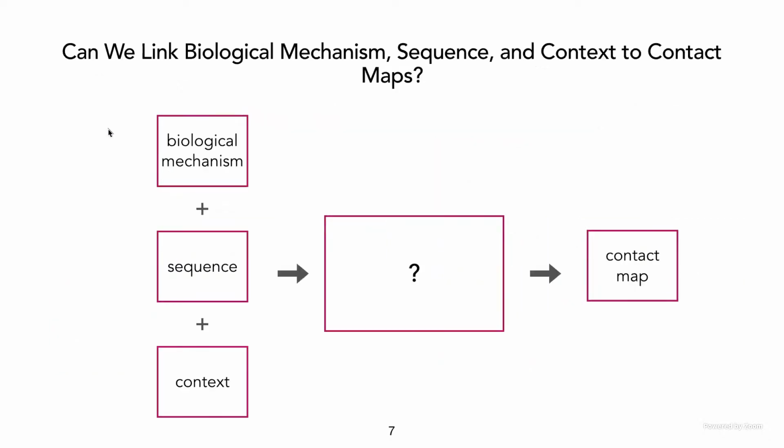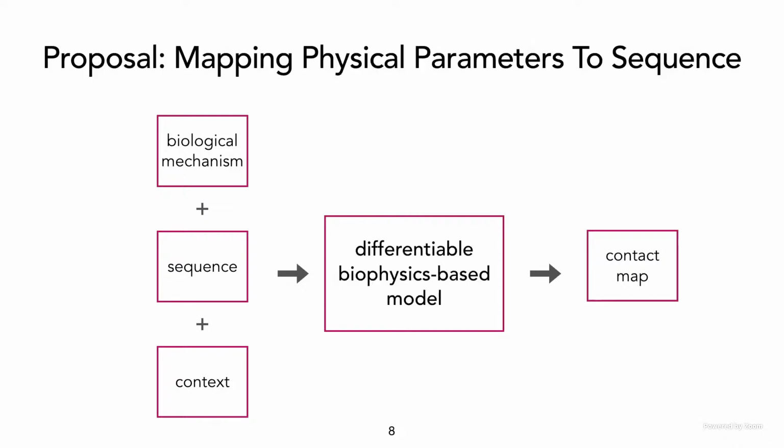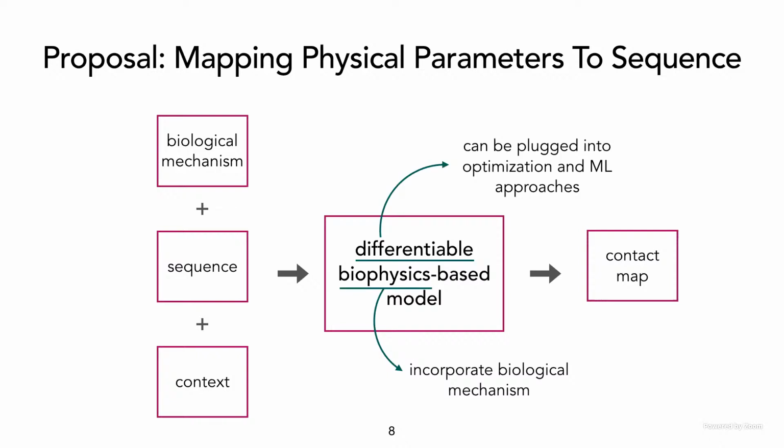Now, Cooney actually merged all three together to arrive at the final contact map. And why would you want to do that? Well, we would want to, for example, study how biological mechanism and sequence interact. So what we'd like to propose is to go through a differentiable biophysics-based model so that we can arrive at physical parameters which we can then easily map to a sequence. Because it's biophysics-based, it would incorporate biological mechanism, but because it's differentiable, it can be easily plugged into optimization and other machine learning approaches.